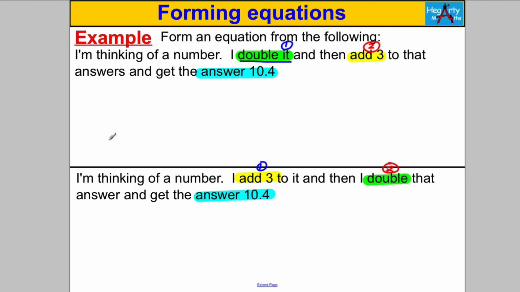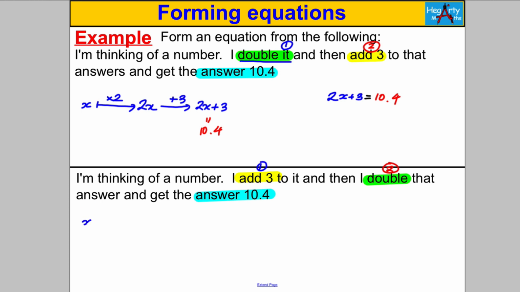Well, let's check. In this case, I'm thinking of a number, there's x. I'm going to double it, so I'm going to double x and I'm going to get 2x. I'm going to add 3, and I get the expression 2x add 3. And I know that's equal to the answer 10.4, so I can state my equation that I formed from this: 2x add 3 must be equal to 10.4. Done. Let's see if we get the same here.